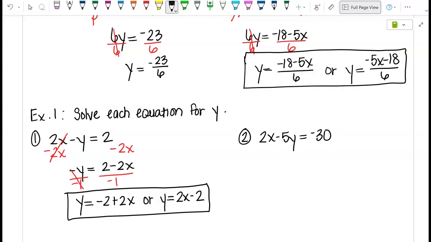So Michelle, if I'm solving for y here in number 2, what is the first step that I need to do? Subtract 2x. So negative 5y equals negative 30 minus 2x. And then Lila, what would be my next step in getting y by itself? Divide both sides by negative 5.